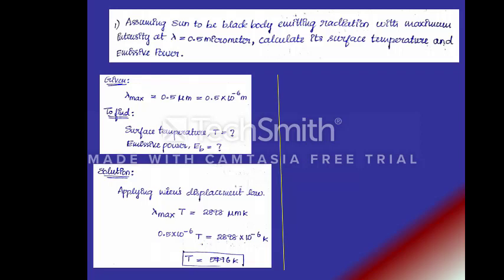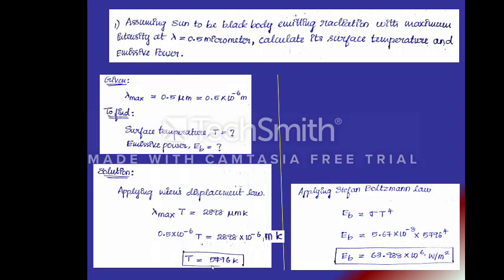So by using Wien's displacement law, lambda max into T is equal to 2898 micrometer Kelvin. Lambda max is given and 2898 is the constant. You just multiply it by 10 power minus 6 to make it into meter Kelvin. This is not simply Kelvin, this is meter Kelvin, right? From this you can calculate temperature to be 5796 Kelvin. So this is the temperature of the sun.